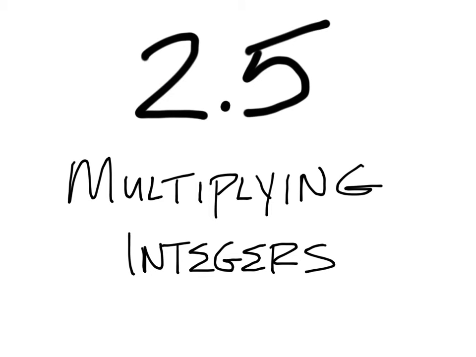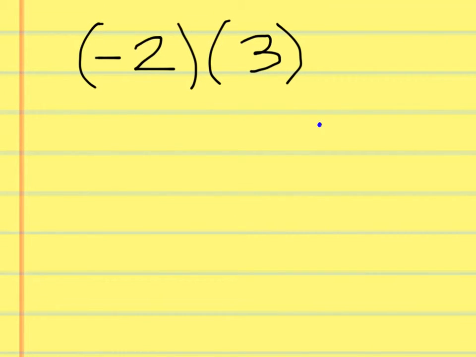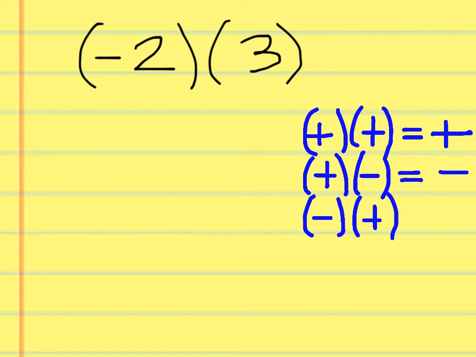Multiplying integers. The rules to remember for multiplying integers are the following. Positive times positive is positive. Positive times negative is negative. Negative times positive is negative. Negative times negative is positive.